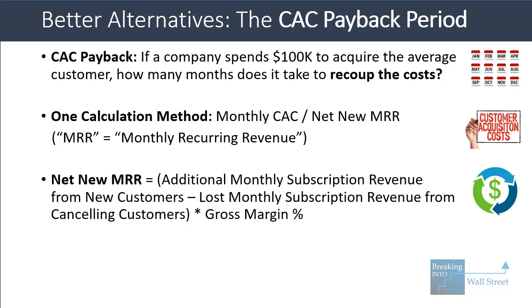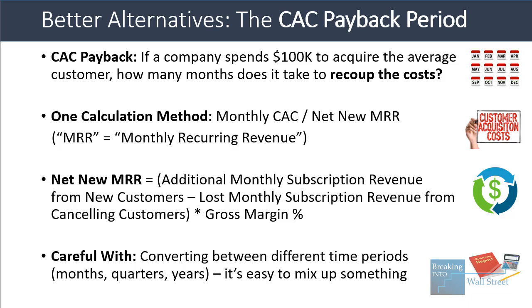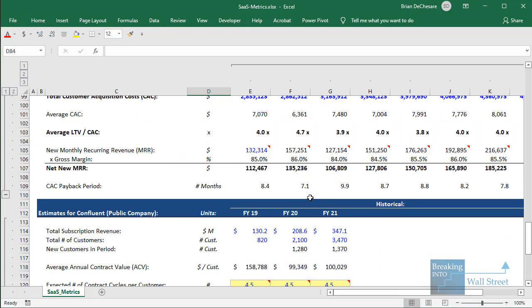The net new monthly recurring revenue is the additional monthly subscription revenue from new customers in the period that you're looking at, minus the lost monthly subscription revenue from canceling customers in that same period, and then you multiply by the gross margin percentage. You have to be careful here with converting between different time periods like months, quarters, and years. Let's take a quick look at this and see how it works.